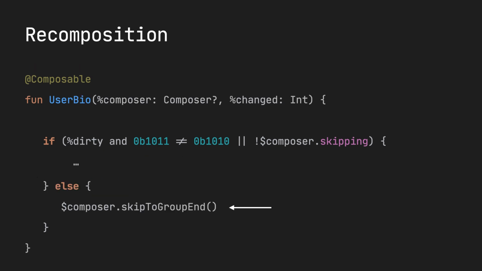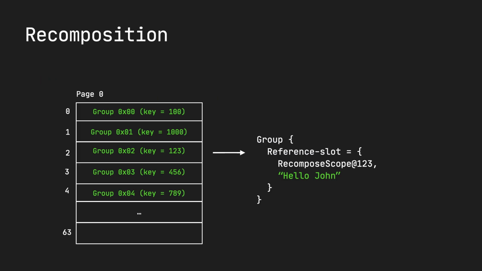And when we go to another composable method that doesn't require any changes, that could be skipped, we basically call this skip to group end method right there. And this is telling the composer that I need you to skip this group as you're traversing down from the top to the bottom. So what that does is that then we go to the next composable method, which also doesn't require any changes, which gets skipped. So ultimately what you have now is basically the group that required changes.